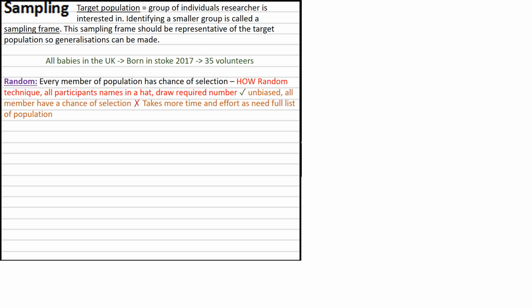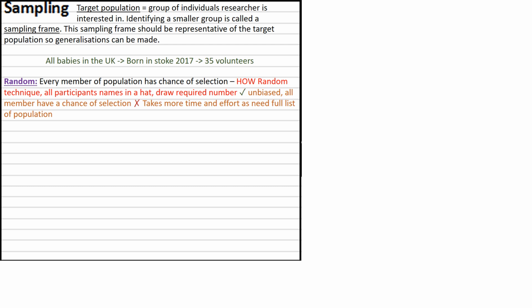Okay, so we're going to go through a few different ways of getting a sample. Some of these terms you may already think you know what they mean, but they mean very precise things when it comes to sampling, and they need to be explained in a very particular way when you're asked about them. Okay, so random. Random means every member of the population, the entire population, has a chance of selection. I don't think there have been that many truly random samples because of the difficulty of even getting every member of the population.